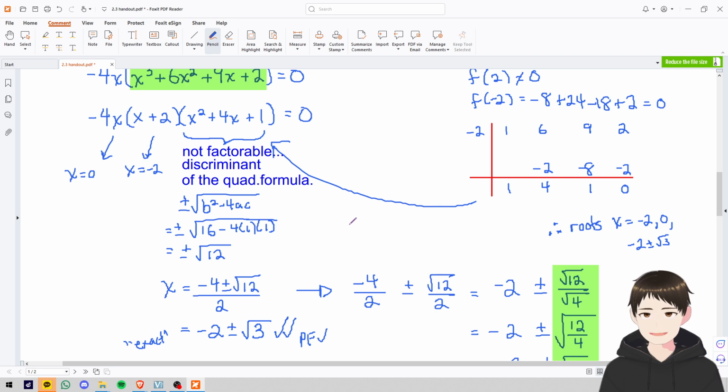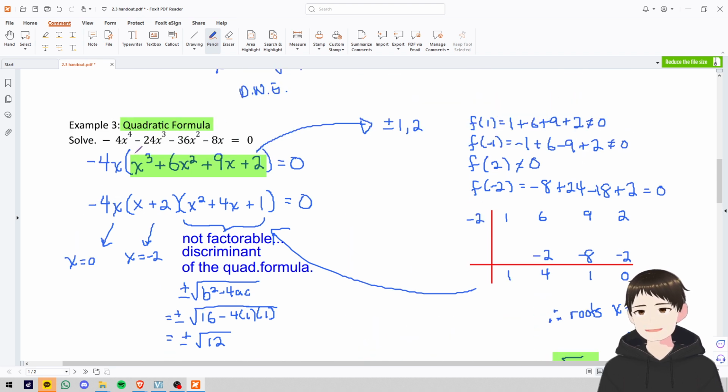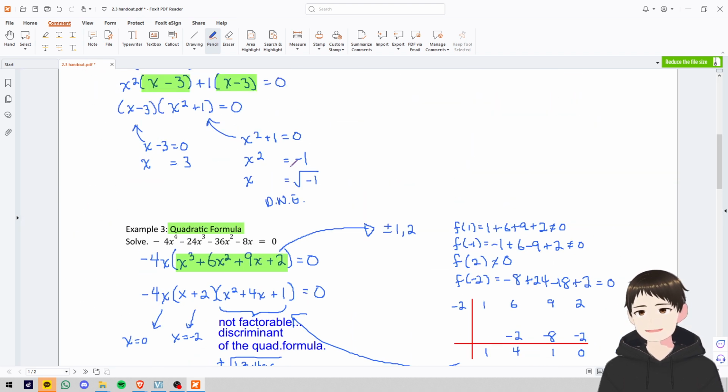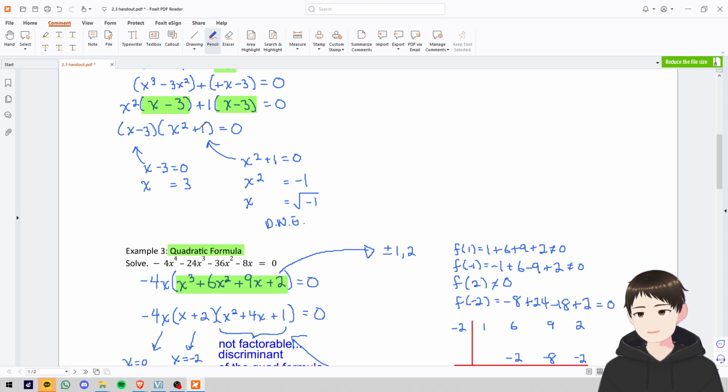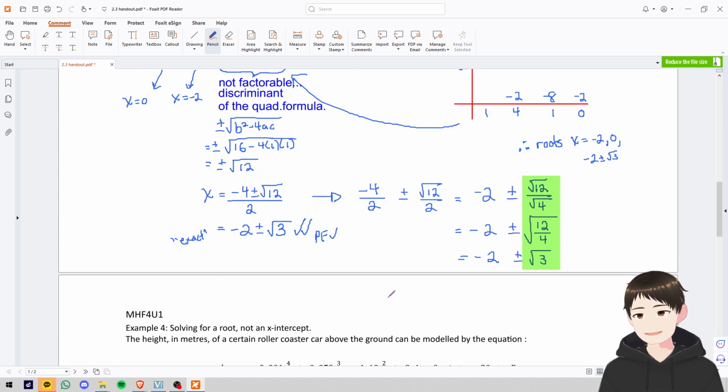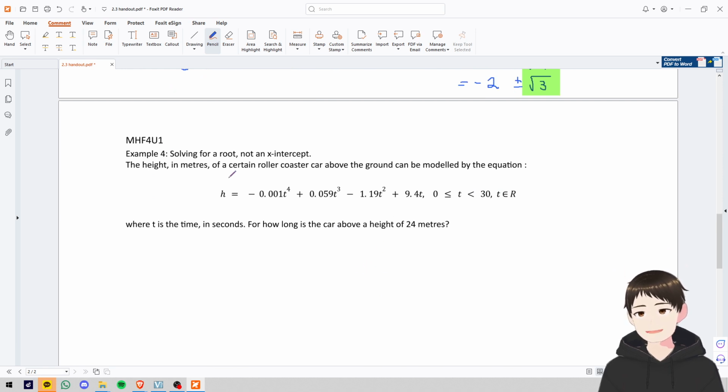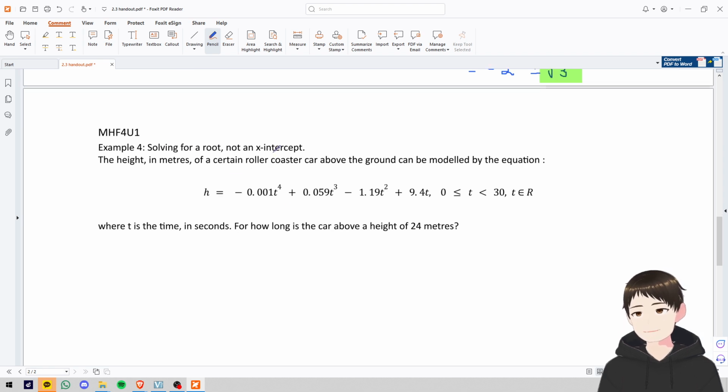My final question to you is a bit of an application. I don't consider this thinking, but it will use your knowledge of setting an equation to 0 and using remainder theorem, factor theorem to find the answers or solving an equation. Okay, check this out. It's a terribly, terribly, terrible one. Here we go. Solving for a root, not an x-intercept.